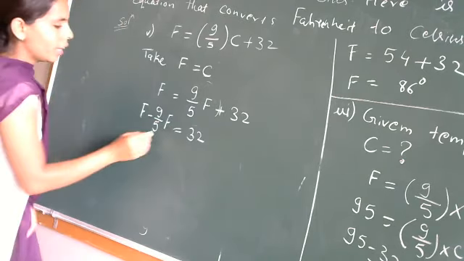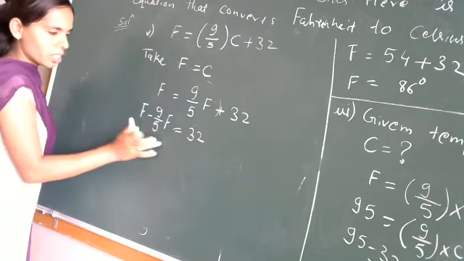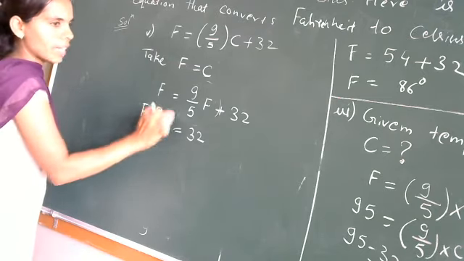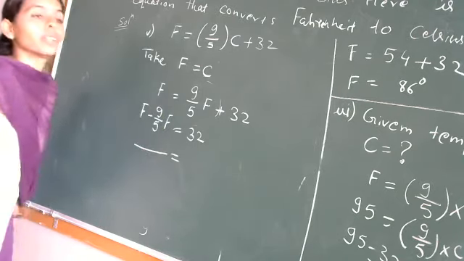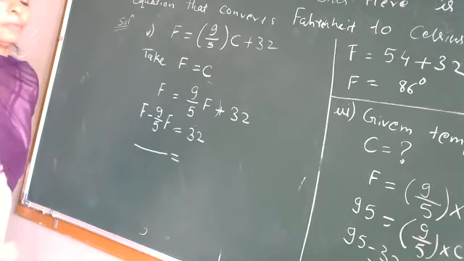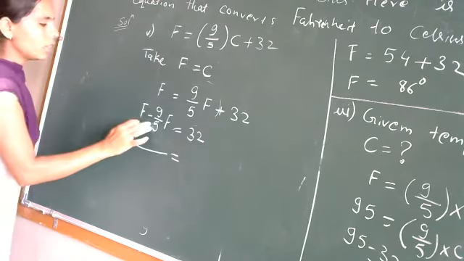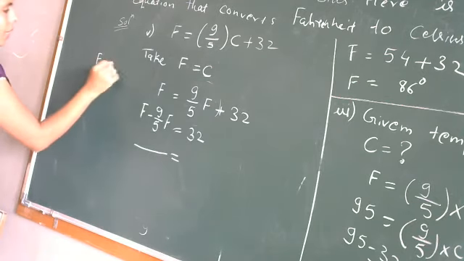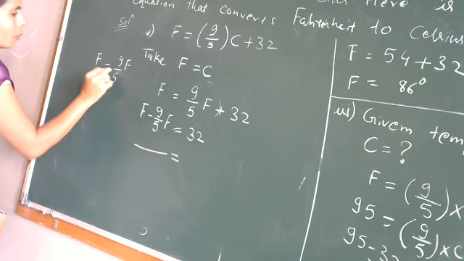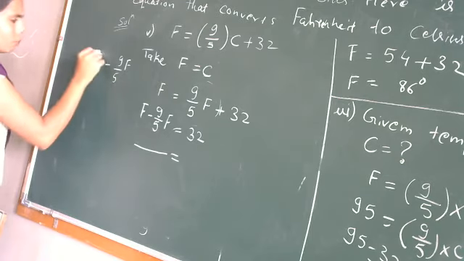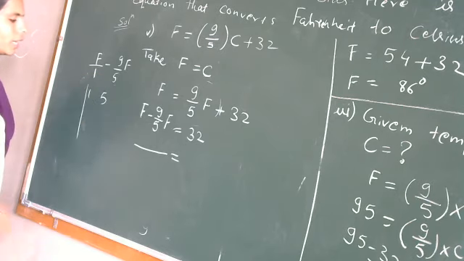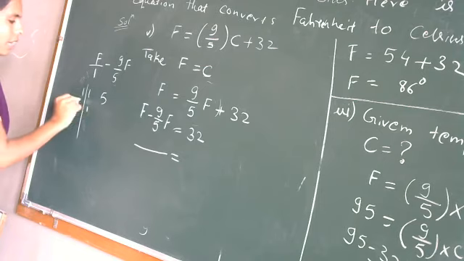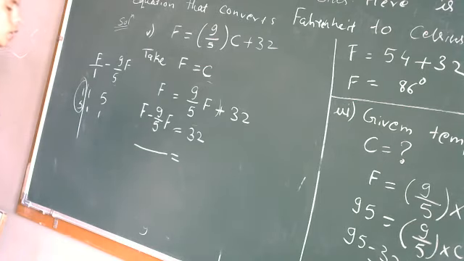Later on, we will take this on this side. Now, if we want to add or subtract values in which one is a complete value and one is a fraction, what we have to do? You have to take an LCM. So here we have F minus 9 upon 5F. For this value we have 5 as a denominator, but for the first value we have no denominator, so we consider it as 1. And LCM for 1 and 5 is what? 1 as it is, and 5 as 5. So we have LCM as 5, right?